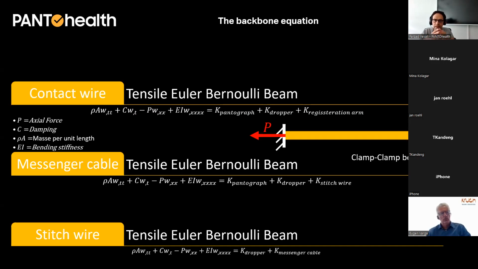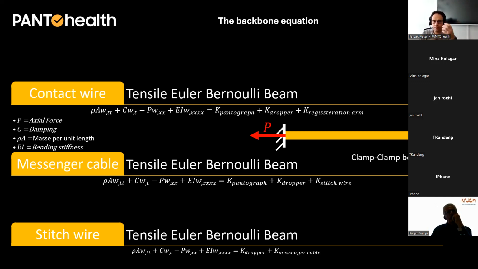In order to have a better understanding of the backbone of the equations we are using for our simulation tools, I'm going to explain the approach we use to simulate the whole overhead catenary system. The overhead catenary system has two parallel horizontal wires: the contact wire, which is in contact with the pantograph, and the messenger cable, which carries the weight of the contact wire and keeps the contact wire perfectly horizontal.